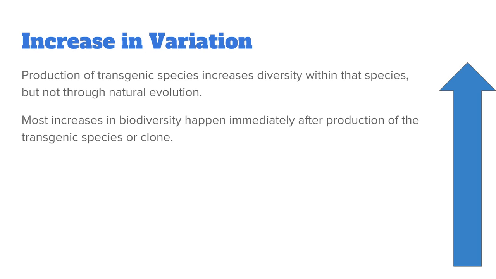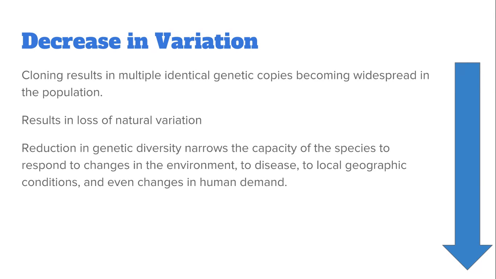Transgenic species, when they are produced, increase diversity within that species, but it's not through natural evolution. This increase in biodiversity happens almost immediately after the transgenic species or that clone is produced. Then over time, we see a decrease in variation because there are multiples, especially in cloning, of that identical genetic copy. And that becomes widespread in a population, losing that natural variation.